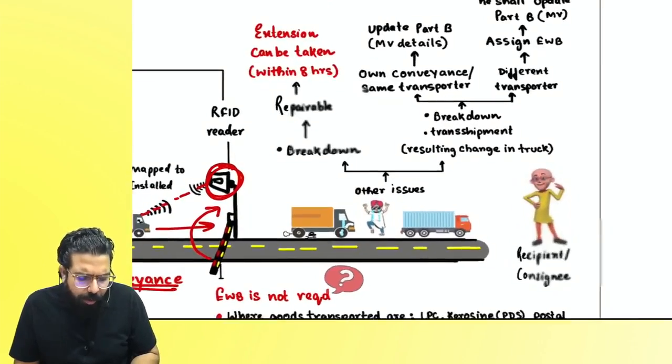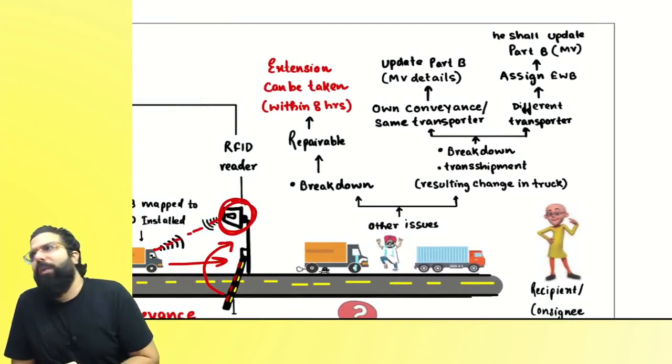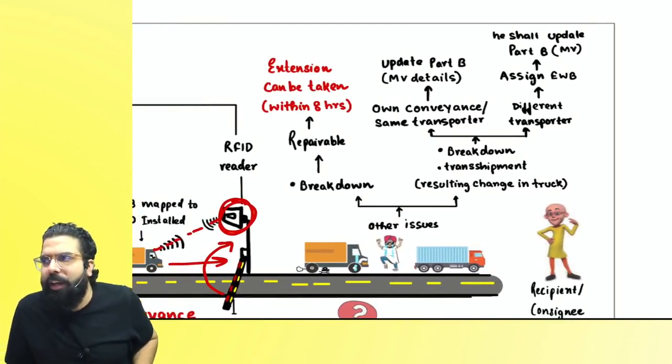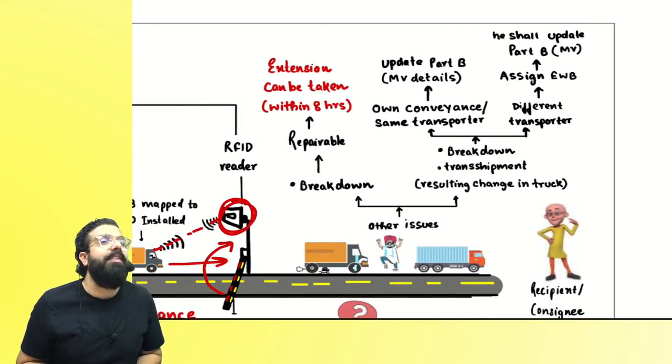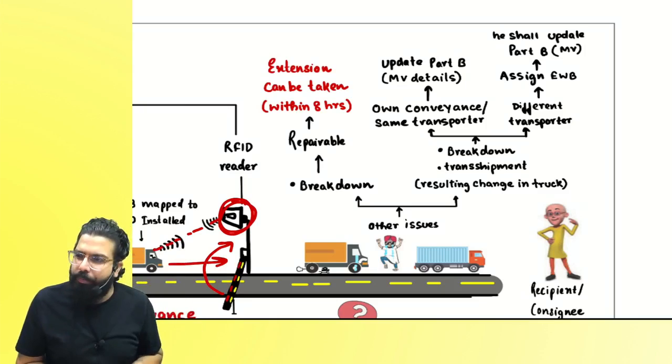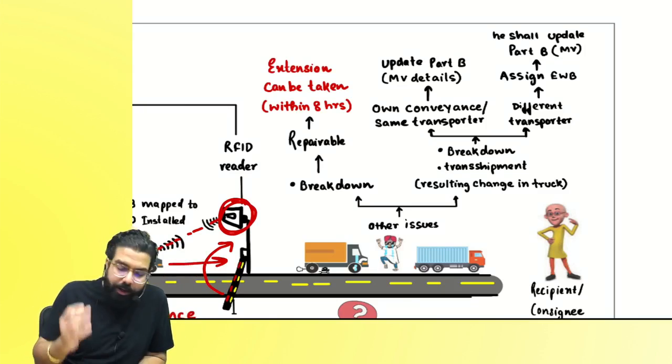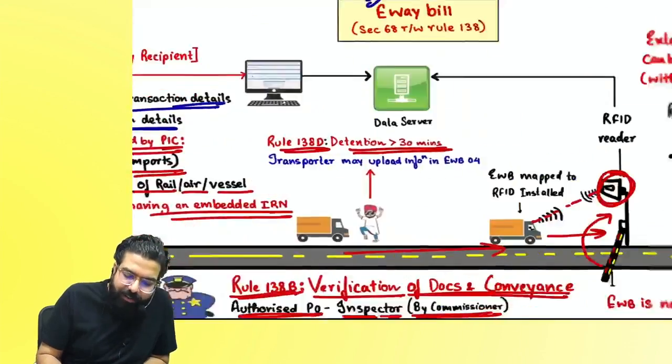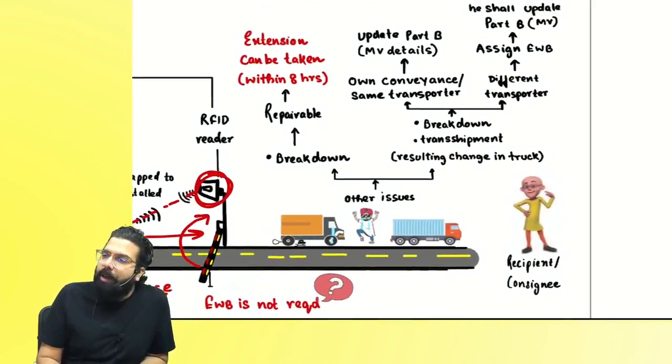But actually, as of now, FASTags are used a little bit in case of checking. The FASTag on the toll is being used by the officers for checking. Can I go ahead, everyone? But as of now, RFID devices are not yet installed for e-way bill purposes.